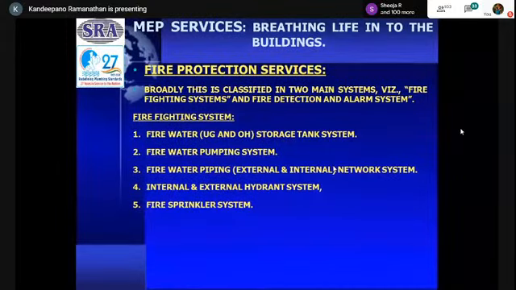A fire sprinkler system is an automatic spray mechanism which comes on when there is a fire within the premises. There will be a small glass bulb filled with an easily vaporizable alcoholic liquid inside, which at specific temperatures expands and breaks the glass bulb, thereby opening the nozzle, and through the nozzle we can spray water.